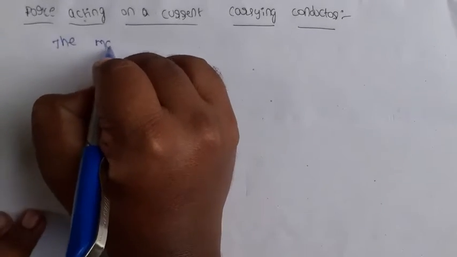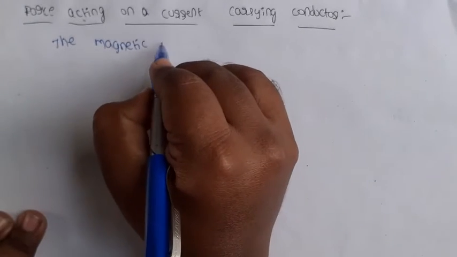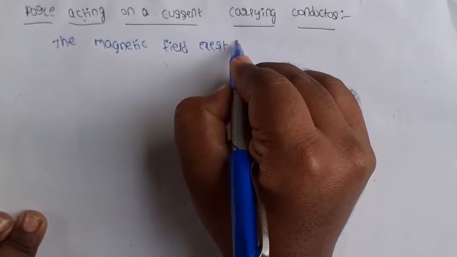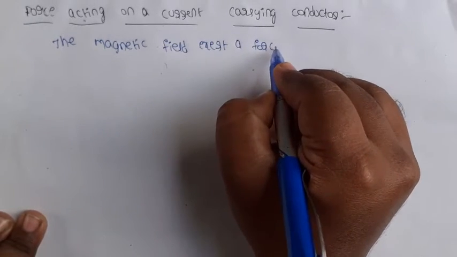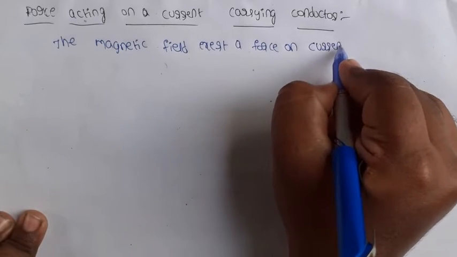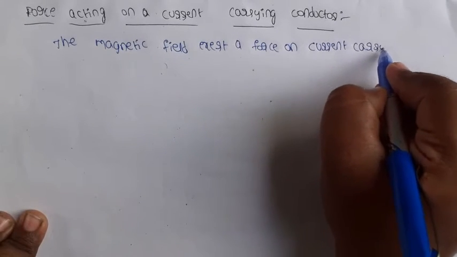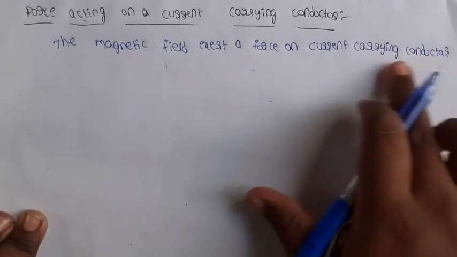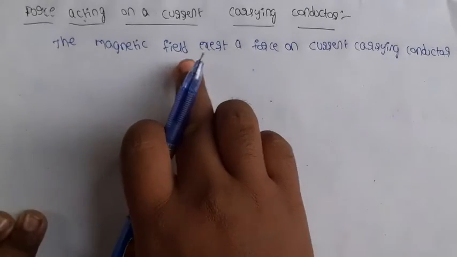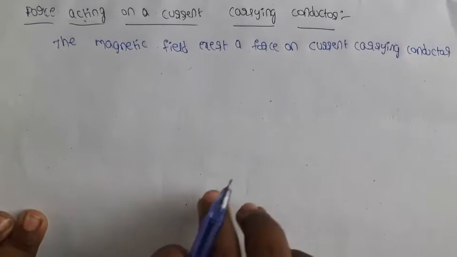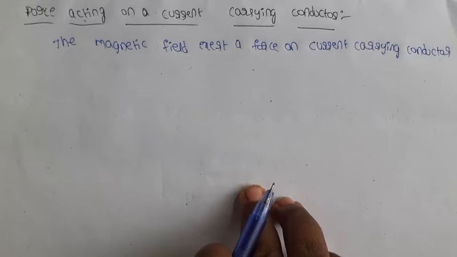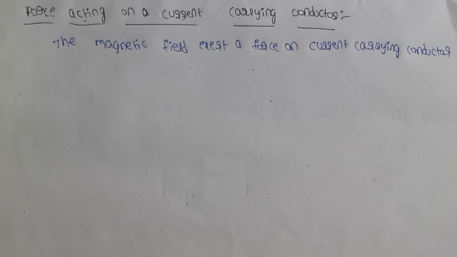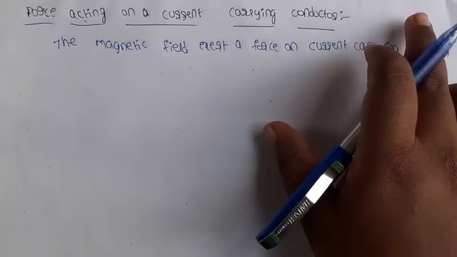The magnetic field exerts a force on a current carrying conductor. When a current carrying conductor is in a magnetic field, it experiences a force. That force is named the magnetic force. How the magnetic force acts on a conductor, we will study from an experiment.